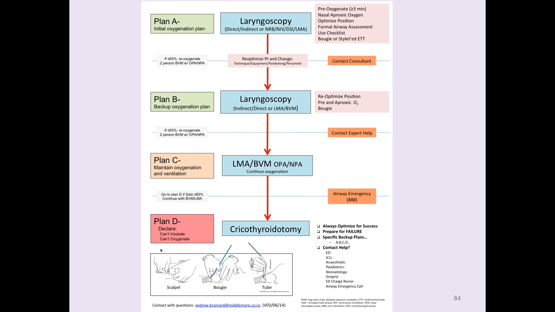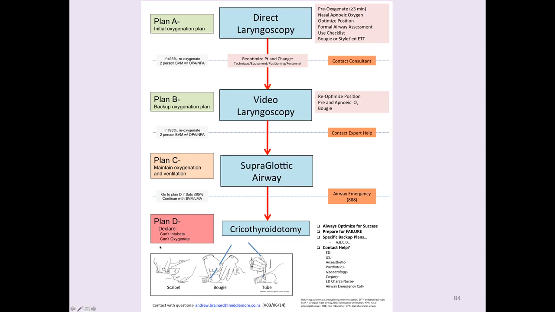Again, this is the whole algorithm. The most frequent way we run it is direct laryngoscopy first, video laryngoscopy second. That doesn't have to be the case. You're welcome to do it in the reverse order. And the registry data shows that it's not uncommon for direct laryngoscopy to rescue video laryngoscopy. Supraglottic airway at the end.